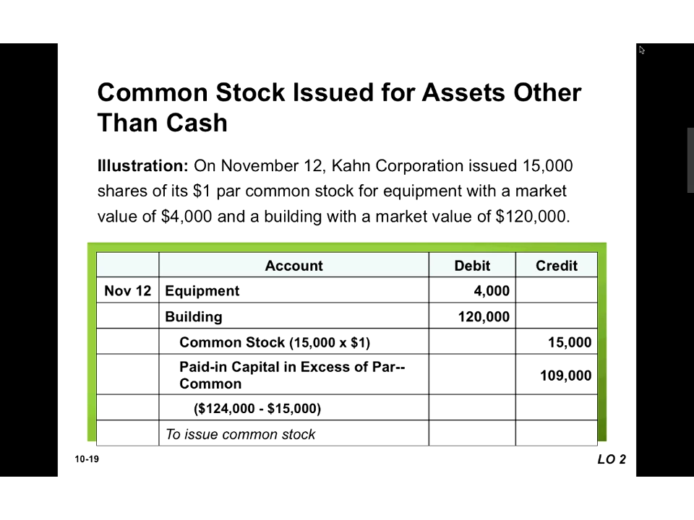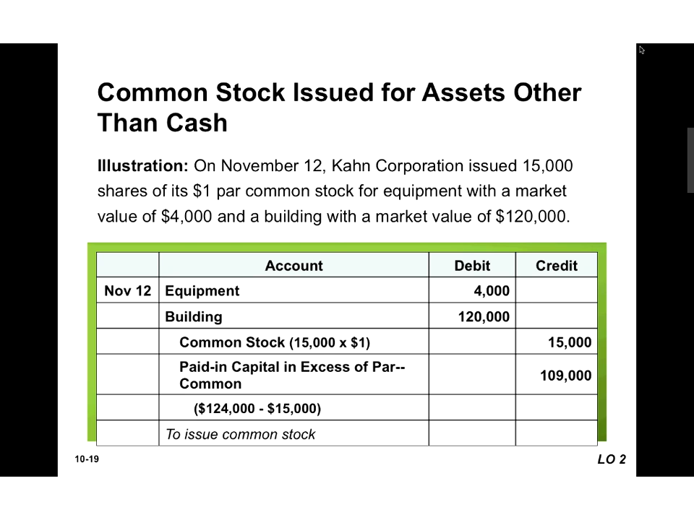So here's an example. Let's say Kahn Corporation issued 15,000 shares of its $1 par common stock for equipment of a market value of $4,000 and a building market value of $120,000. So this shareholder came forward and said, I have equipment and I have a building. I'm going to give the corporation that, and in return the corporation's going to give me stock. Very common. Corporations are often cash tight in the early days, or they need property, so the shareholders will say, here's property, give me stock instead.